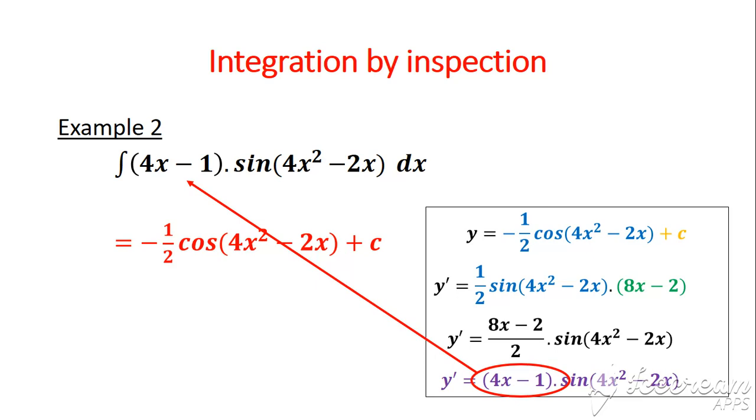This is the u dash. So when we integrate it, that's why the 4x minus 1 disappears, but it's half of u dash, which is why we get a half out the front. Pretty tricky, but the more of these you do, the more confident you'll feel you'll be able to just look at a function, inspect it, and be able to solve it quickly.